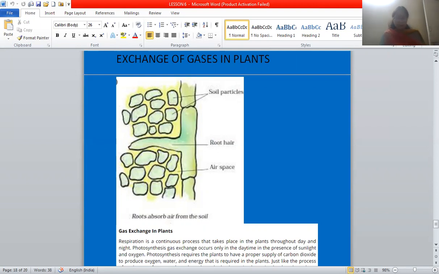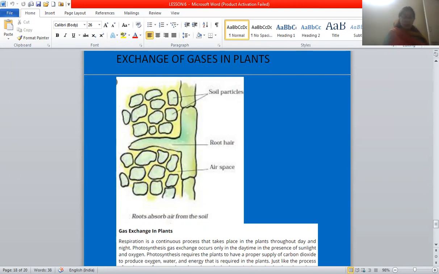However, during night, when there is no photosynthesis, plants also take in atmospheric oxygen for the process of respiration and release carbon dioxide into the atmosphere. During the day, the carbon dioxide produced by plants in respiration is used up in photosynthesis.